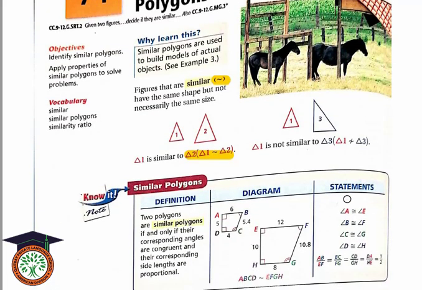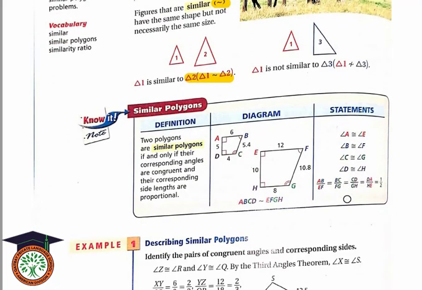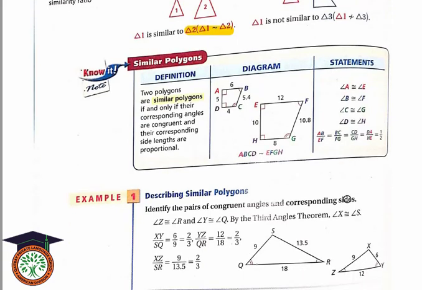I have the properties of similar polygons. Two polygons are similar if and only if their corresponding angles are congruent. So angles must be congruent and they must be the corresponding angles. Corresponding angles are congruent and their corresponding side lengths are proportional.